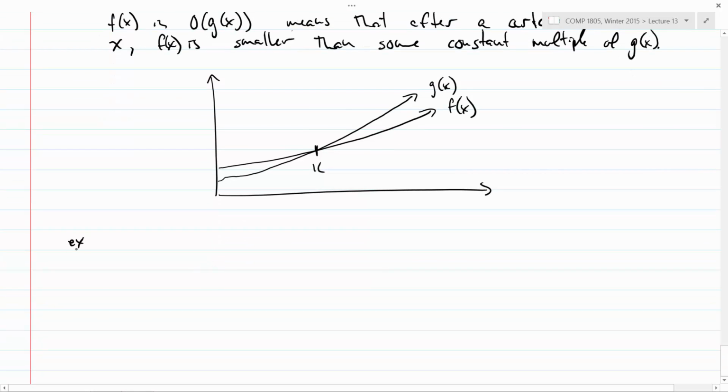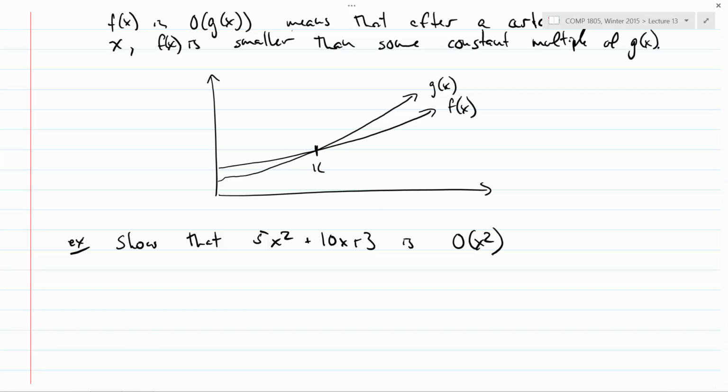So here's a first example. I want to show that 5x squared plus 10x plus 3 is big O of x squared. That's what I would like to do. Whenever you're asked to show that a function is big O of some other function, what you are really being asked is to give C and K.